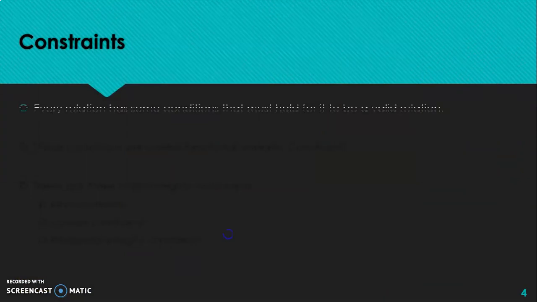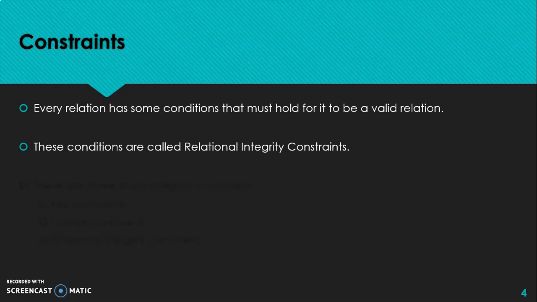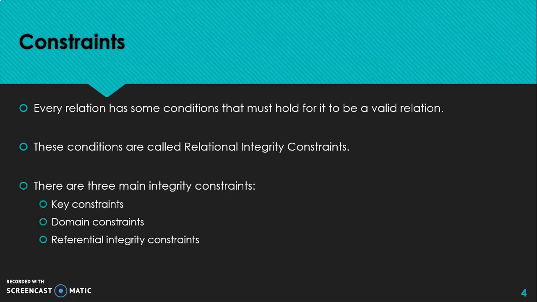Now the constraints. Every relation has some conditions that must hold for it to be a valid relation. These conditions are called relational integrity constraints. It means there are certain conditions that a table must follow. Based on this we have three main constraints. One is the key constraint, second is the domain constraint, third is the referential integrity constraint. We will see them one by one.